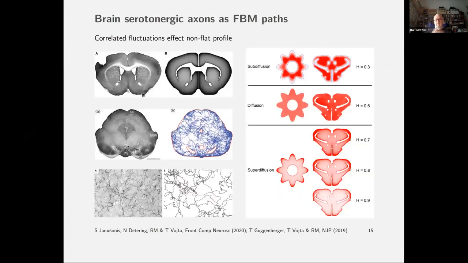Now, can this be relevant for experiments or for real systems? Here are some examples from a work with Skirmantas Janušonis, who is a biologist at Santa Barbara, and also with Thomas Vojta, a theoretical physicist from Missouri S&T. We're interested in what happens in mouse brains, and this, of course, should translate also to other mammalian brains. And Skirmantas is looking at the spatial distribution in these cross-sections of so-called serotonergic fibers. These are axons. They're very thin axons, and they exist in all mammals.